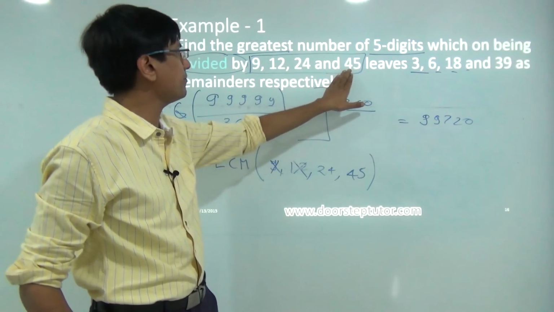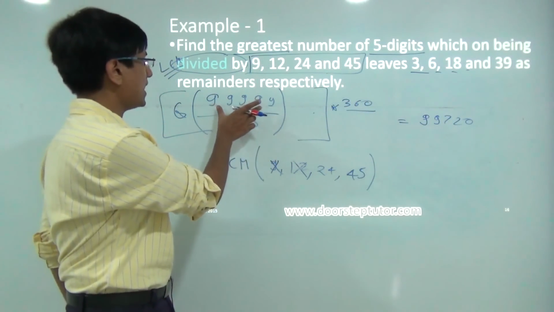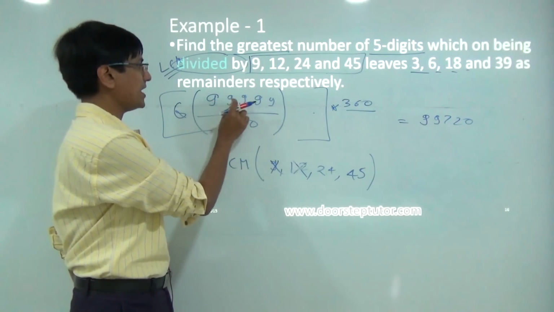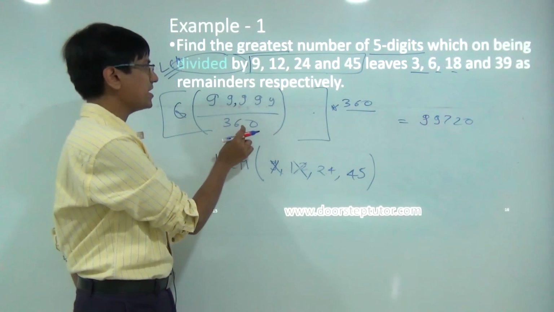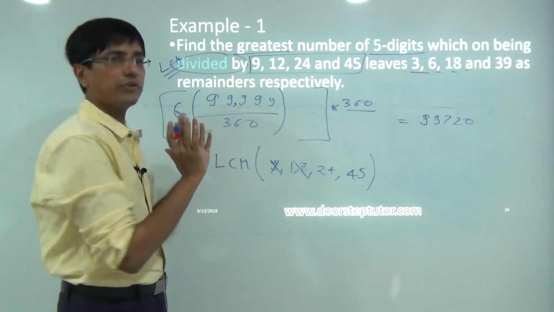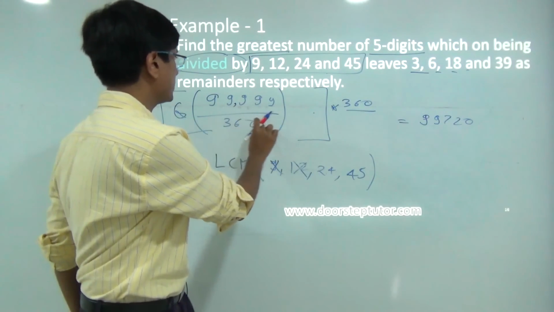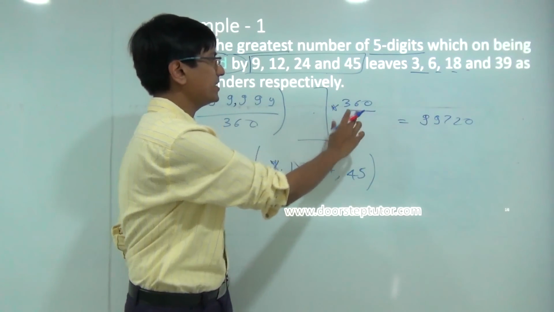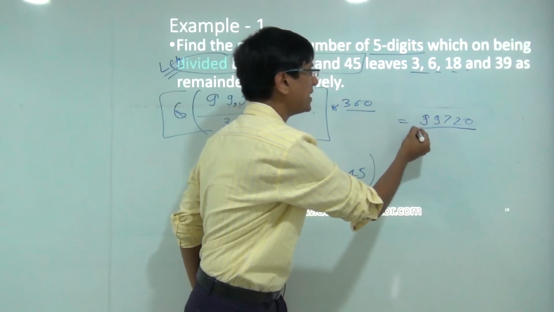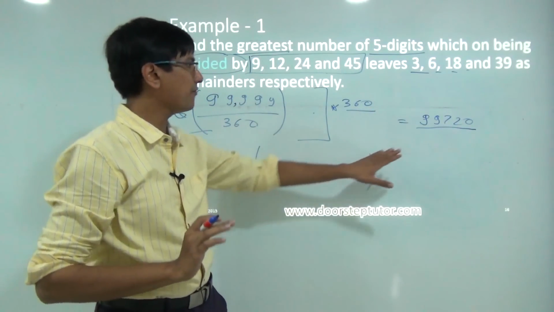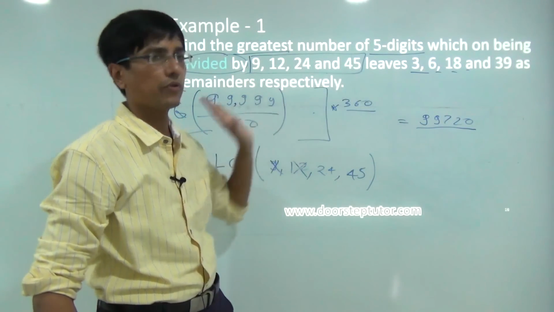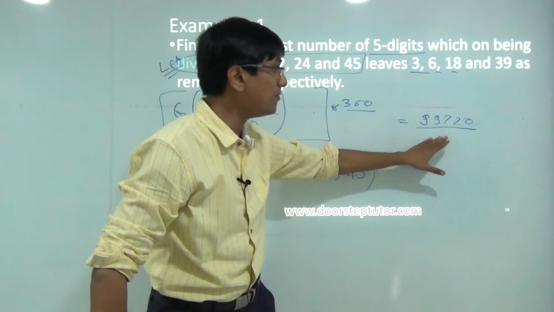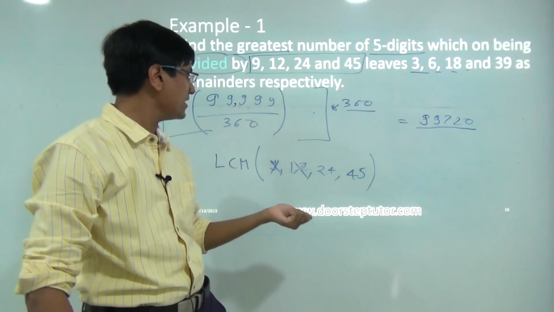So, what I have done here, to find the greatest number of 5 digits which is completely divisible by 9, 12, 24 and 45, I have taken 99,999. I divide it by 360. I take only the quotient, leave the remainder, and that quotient I multiply by 360. This is the greatest number of 5 digits which is completely divisible by these 4 numbers.